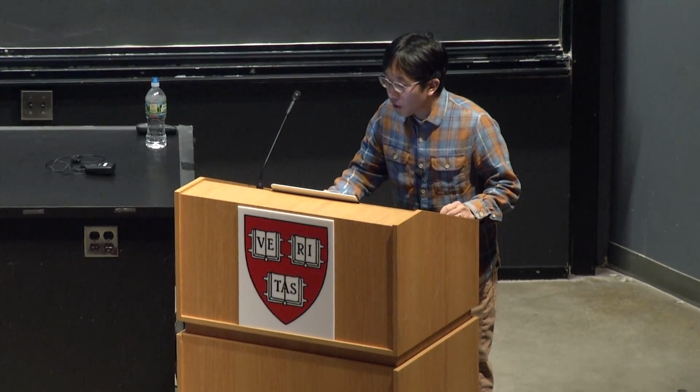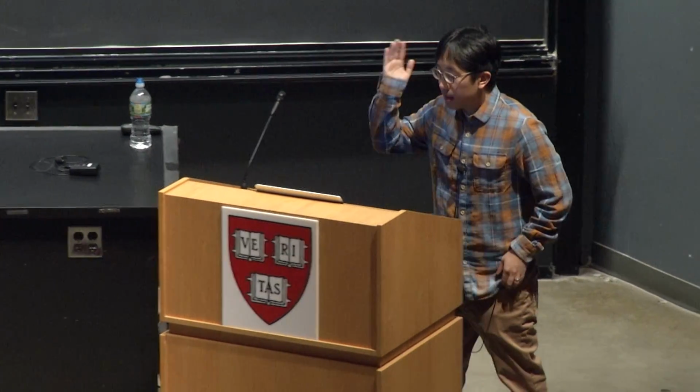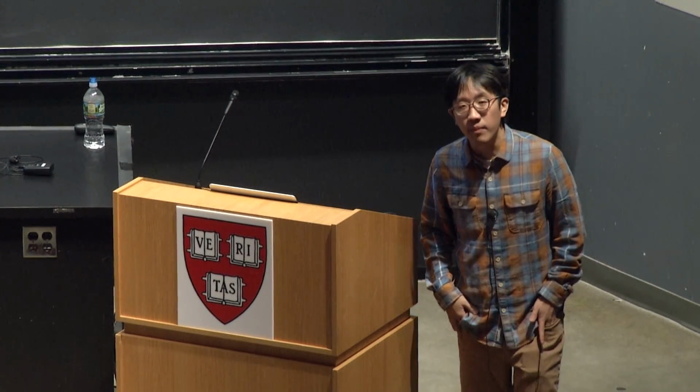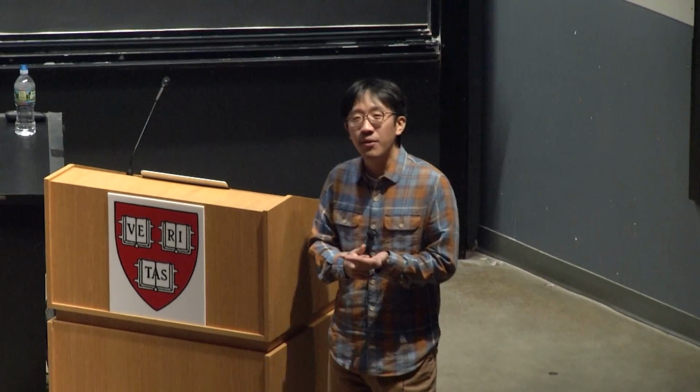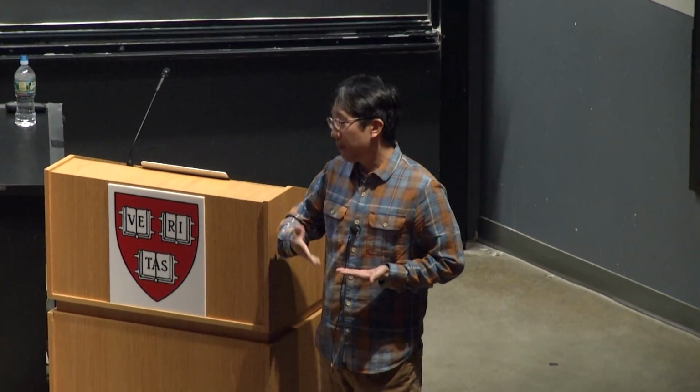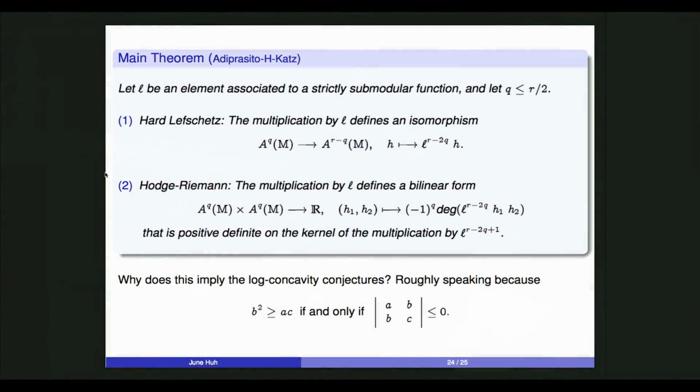So unfortunately, although this general version of the Hard Lefschetz and the Hodge-Riemann, which are valid for arbitrary matroids, are very closely related to the application that I have described in the first lecture, this is not sufficient to deduce the top-heavy conjecture that we talked about in the first lecture.